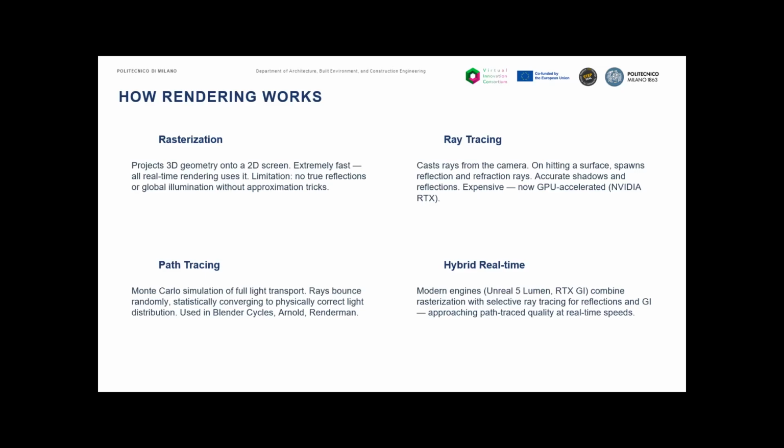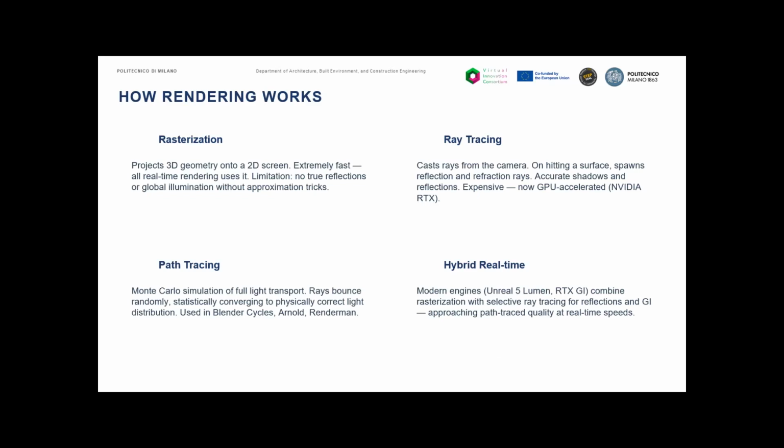Then we have path tracing. It's based on a full Monte Carlo simulation of light transport, as we said before. The rays from the camera bounce around the scene, statistically converging into the physically correct result over all the samples. That's used by Blender Cycles, Arnold, RenderMan, even V-Ray. It's computationally very expensive: hundreds to thousands of samples per pixel are needed to get a clean result, but it's physically accurate.